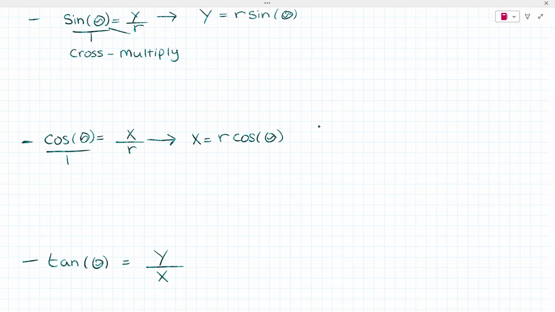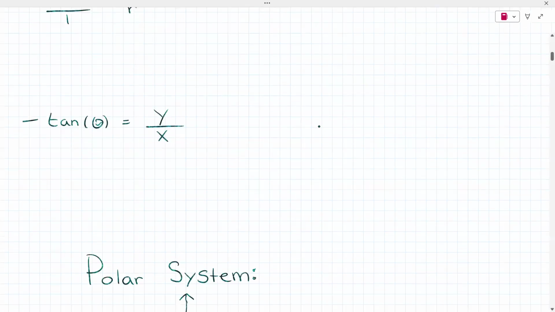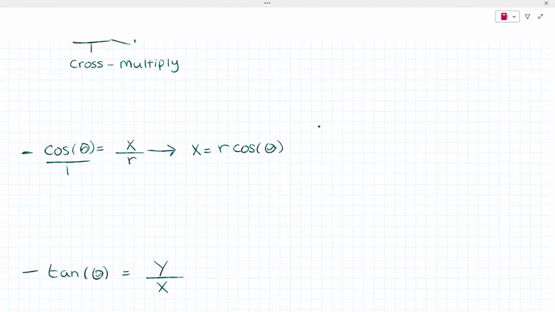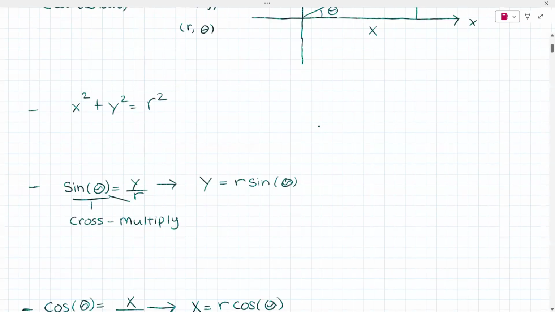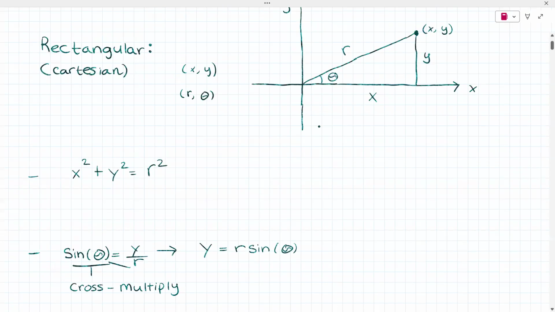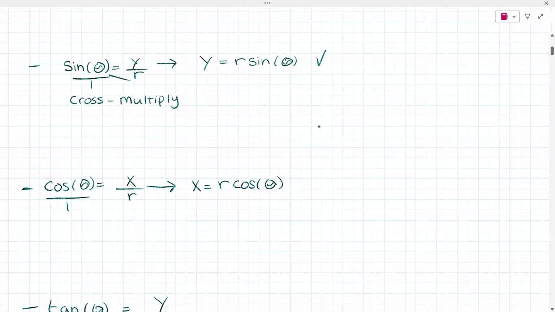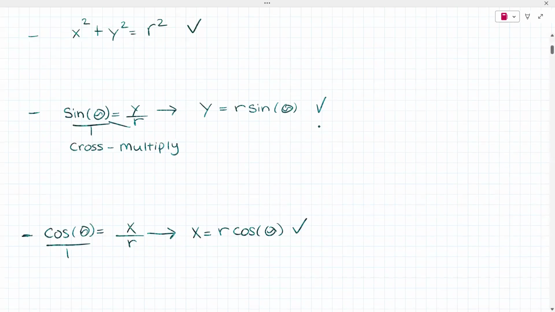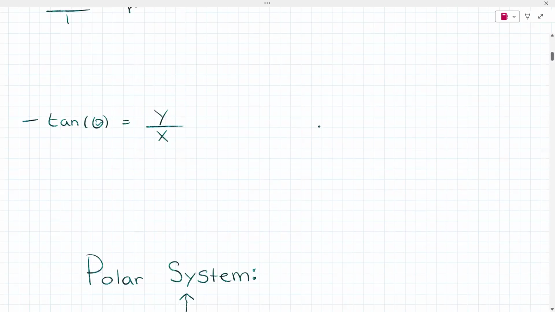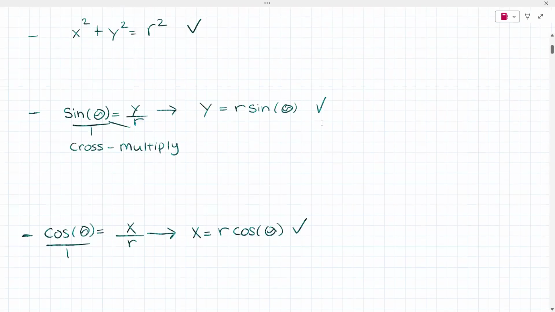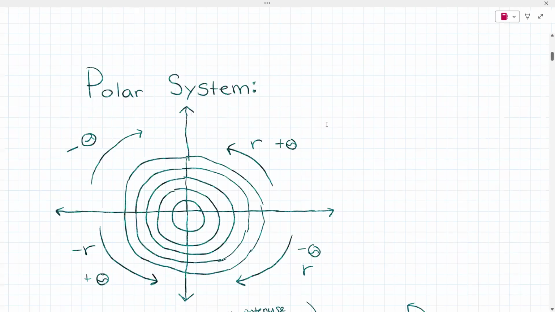Okay. And we also know that tangent theta is y over x. So go ahead and write these down because we're going to definitely use these formulas. Write this one, and this one. Oh, and don't forget the last one. Got it? Okay, let's move on to example one. Or I mean, let's quickly go over the polar system.